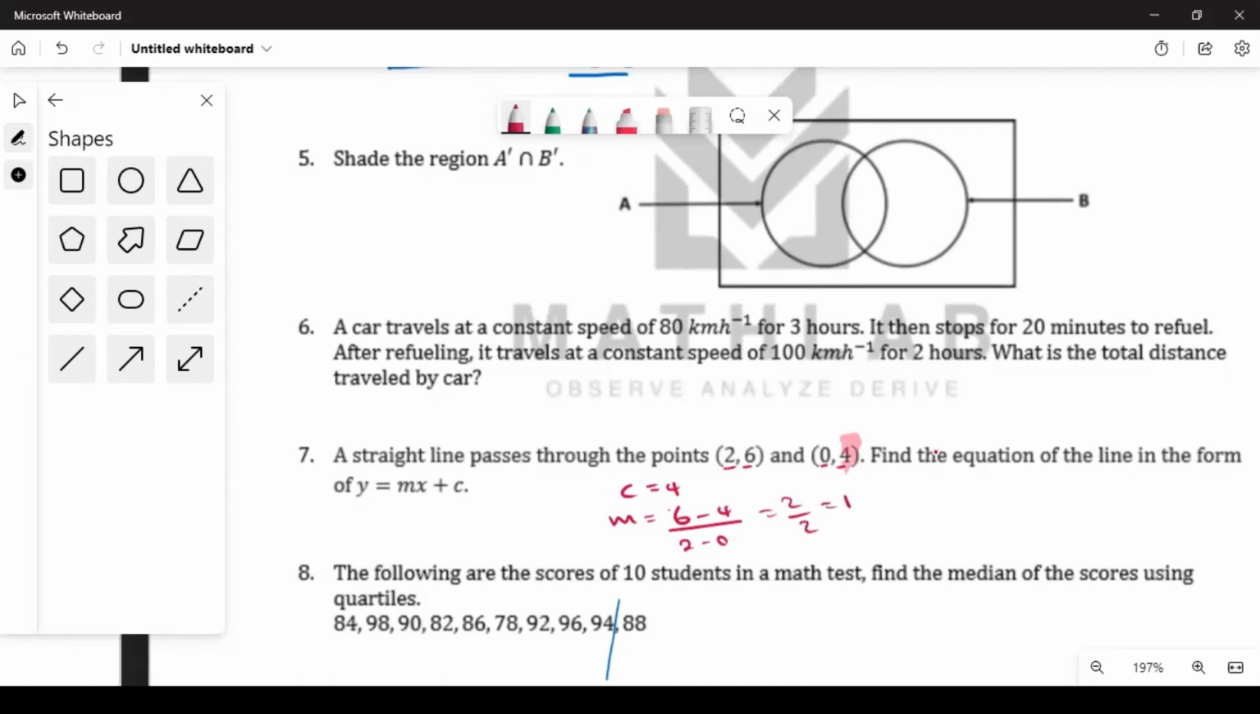So we have calculated the value of m and the value of c. So you can write the equation of the straight line in the form y equals mx plus c. Y equals, m's value is 1, 1x. We usually don't write that one. You can directly write x. C's value is 4, plus 4. So y equals x plus 4 is the equation. That's it.